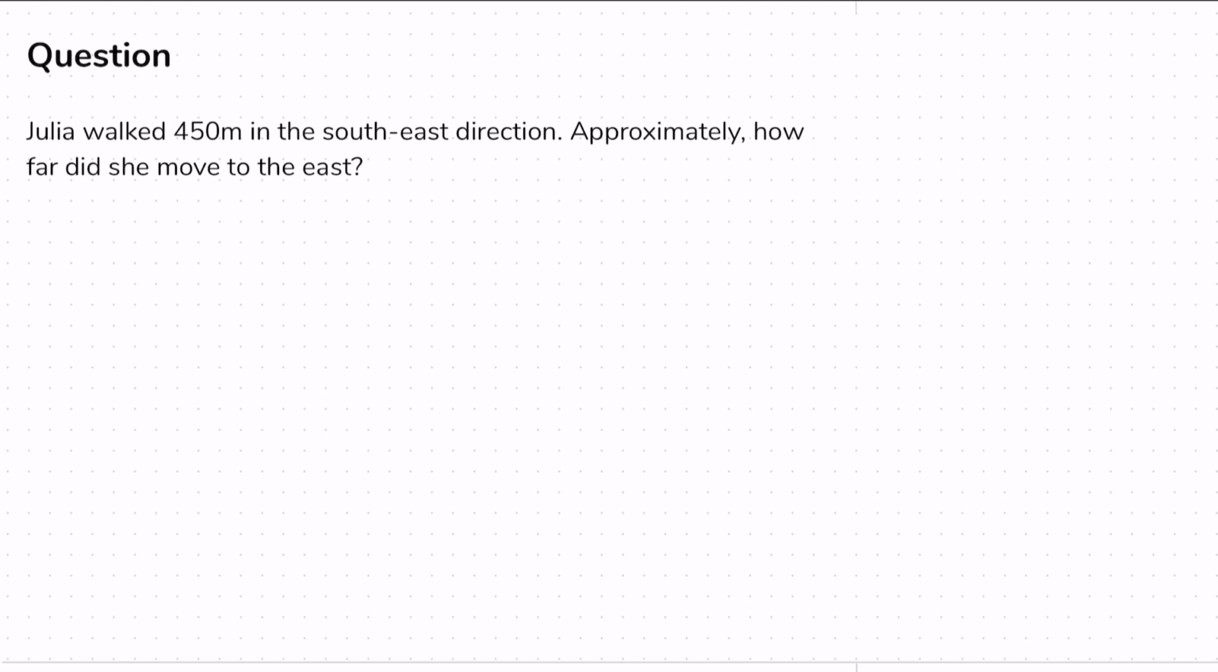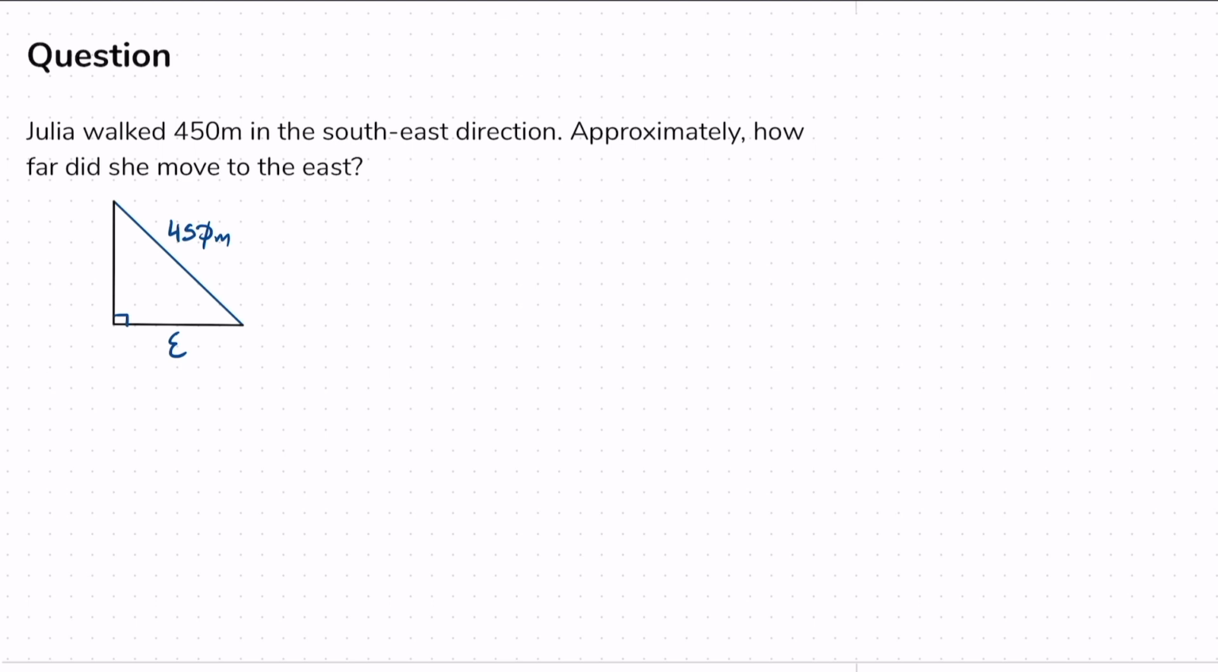Well, southeast looks a little bit like this here. Right, and I'll do this slightly differently. Something like that, right? So this here, 450 meters southeast, and it's asking us for this easterly movement down the bottom. And so this is going to be a right angle triangle.